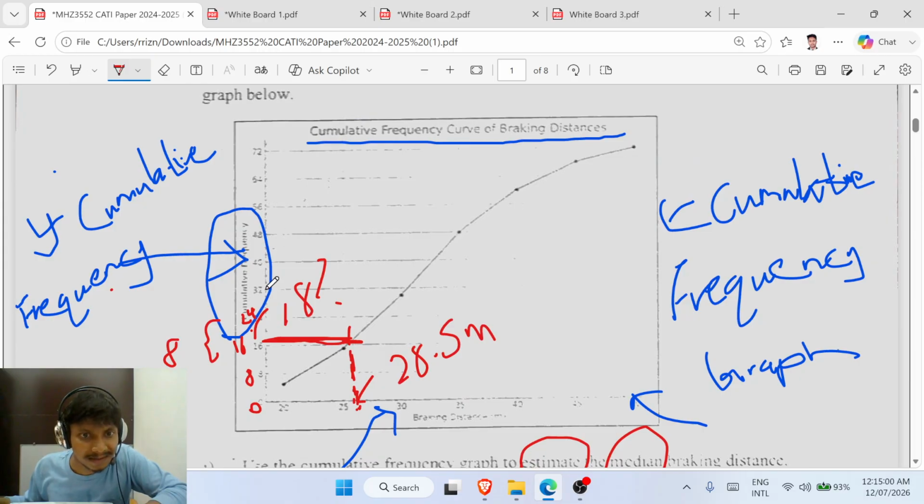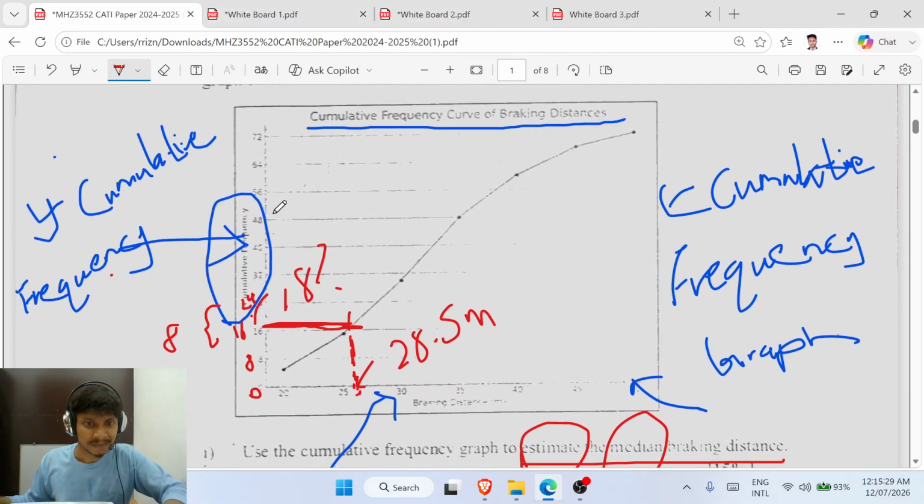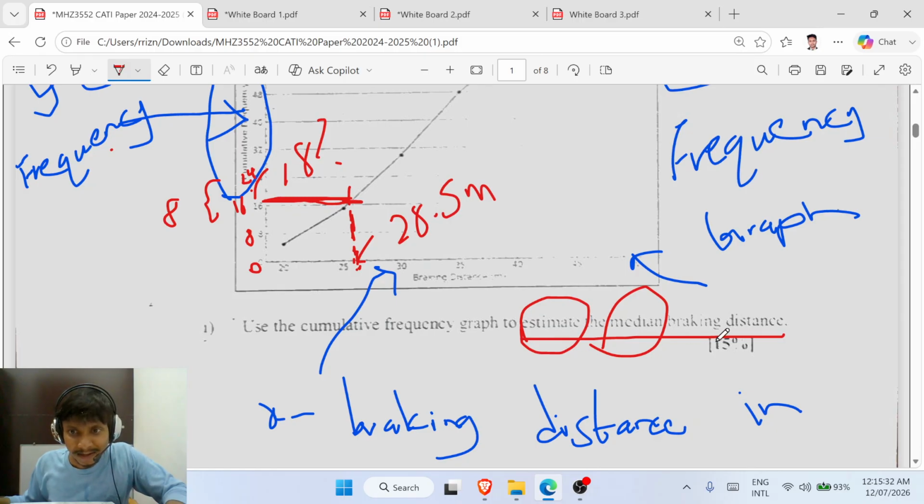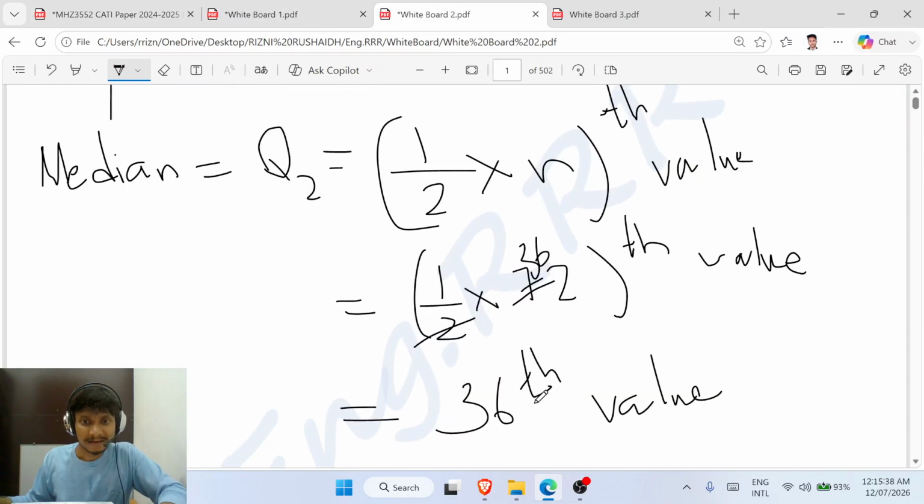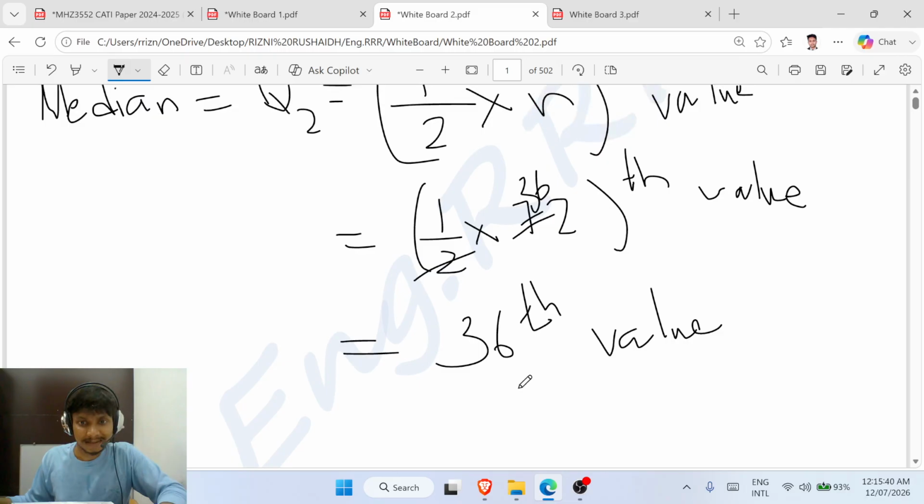What is the middle value? What is the middle of 72? For example, this is a 72 meter vertical bar. What is the center of the bar? It will be 36 meters, in the middle. That is the median. They are asking us to estimate the median braking distance. We have to find the place, and the place is the 36th value.